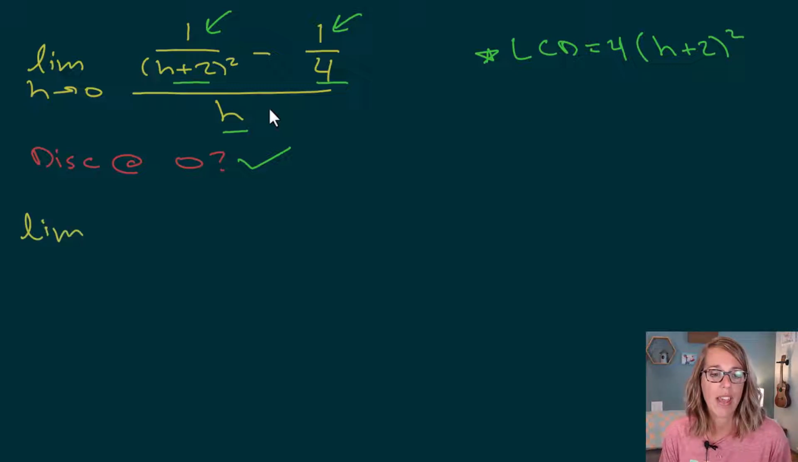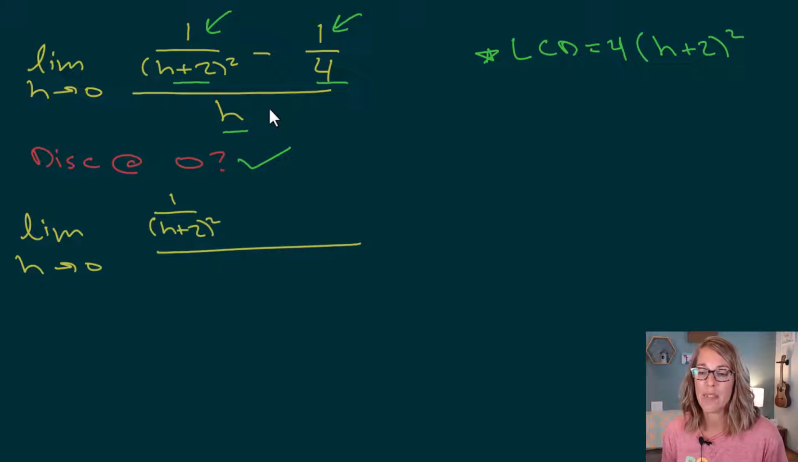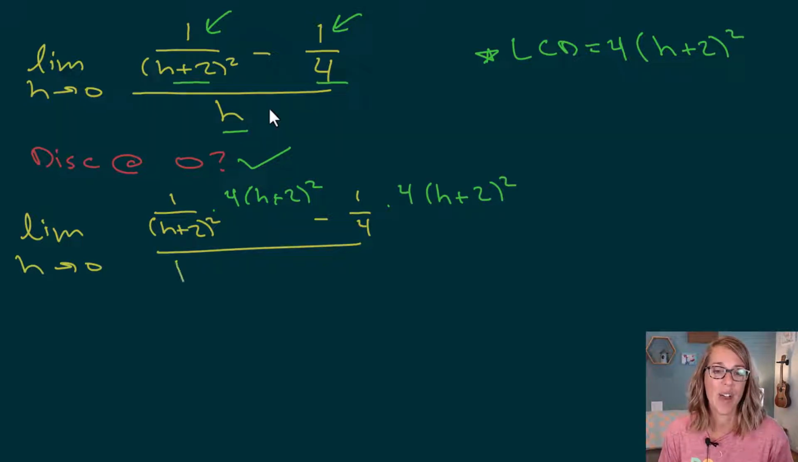So I've got the limit as h approaches 0. I'm going to rewrite what I had. So 1 over h plus 2 quantity squared. That needs to be multiplied by my LCD, so times the 4 times h plus 2 quantity squared. Now these are up in the numerator with that fraction. And then continuing with my function, I've got minus 1/4. And this is also multiplied by the LCD, so times the 4 and the h plus 2 quantity squared. Same goes in that denominator. So I have the original h, and then I multiply in the 4 and the h plus 2 squared.